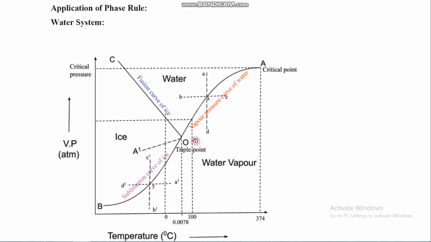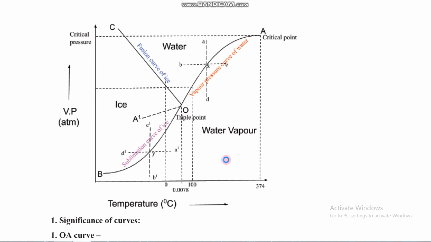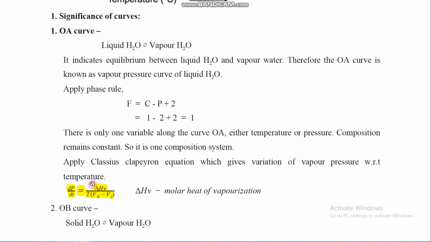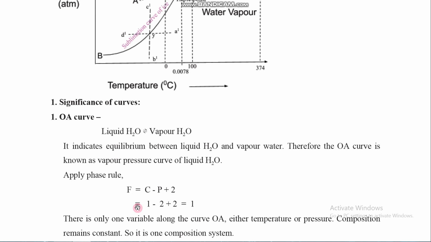When you apply the Clausius-Clapeyron equation, it gives the variation of vapor pressure with respect to temperature. This is the Clausius-Clapeyron equation: dP by dT is equal to delta Hv by T into (Vg minus Vl). Here delta Hv is nothing but the molar heat of vaporization.